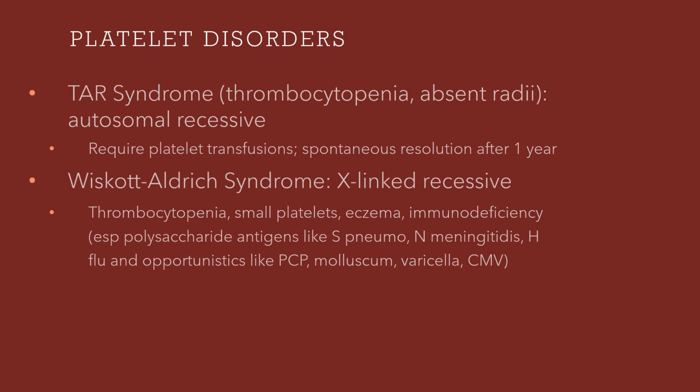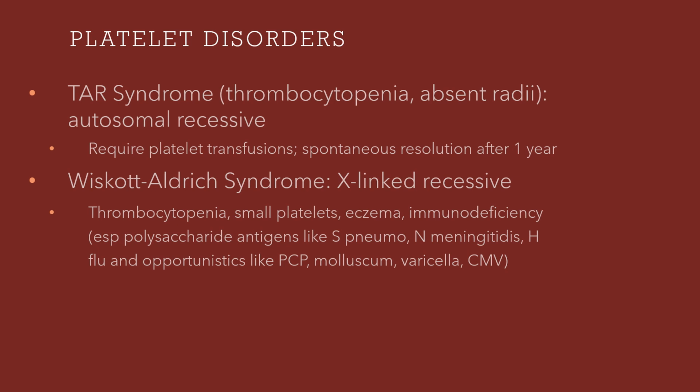So we'll talk about the quantitative ones first. So TAR syndrome. This is thrombocytopenia absent radii. This is autosomal recessive. These patients need platelet transfusions because they don't produce platelets, and typically the thrombocytopenia will resolve after 1 year. So once they're no longer an infant, then we start seeing that this is getting better, but they'll still have the absent radii.